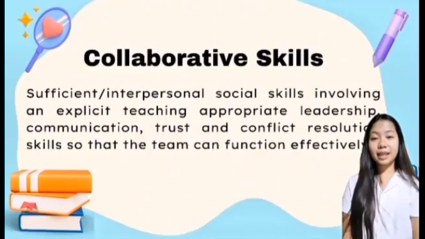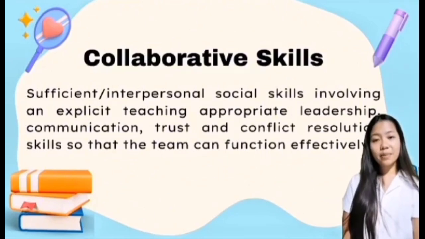So next is collaborative skills, or interpersonal social skills, involving and teaching appropriate leadership, communication, trust, and conflict resolution skills so that the team can function effectively. So in the tower building example, the same as I gave in individual accountability, but this time in collaborative skills. In this case, the team needs to communicate clearly to decide who will place which blocks and resolve any disagreements that might arise. So this is like collaborative skills, being able to work together effectively, communicate, and solve problems.